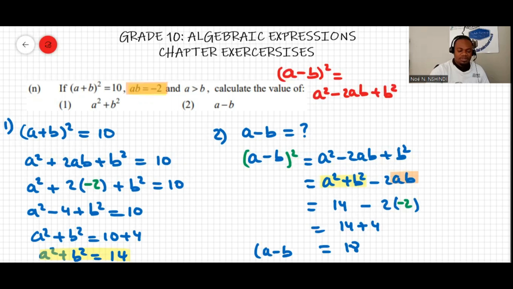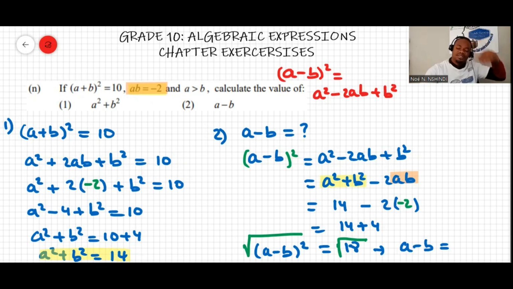a minus b to the power of 2 equal to 18. Now to get the value of ab, it's when we square root both sides. Okay, if I square root here and then I square root there also, we have a minus b then equal to square root of 18, which is 3 roots 2.